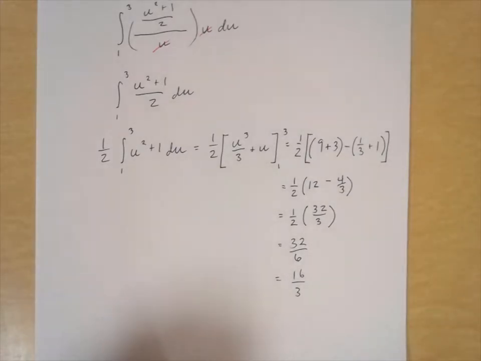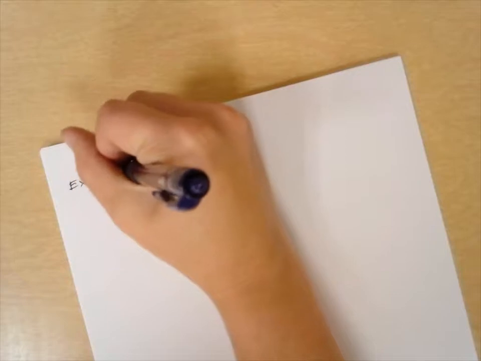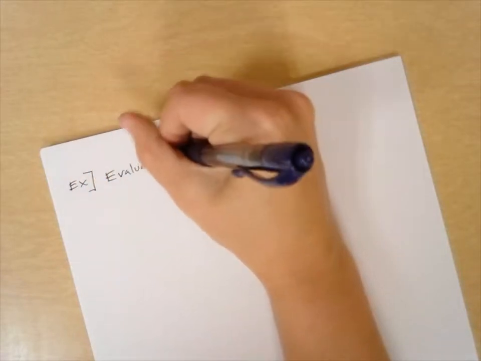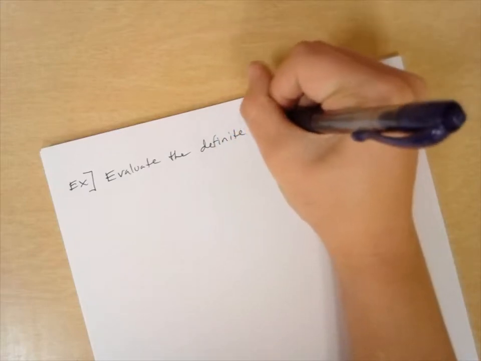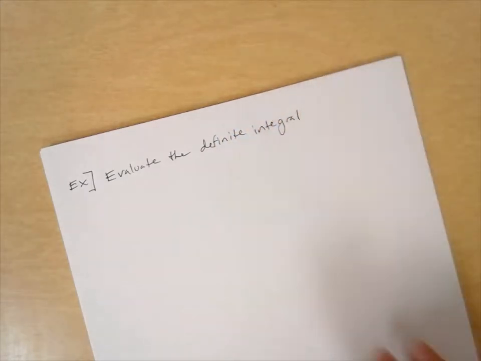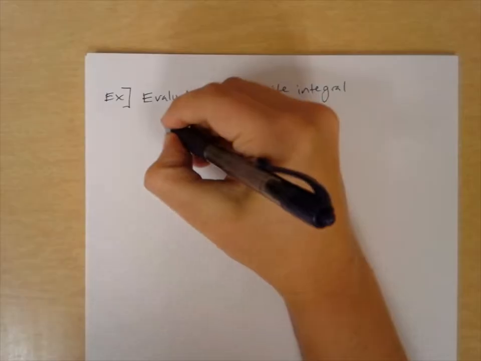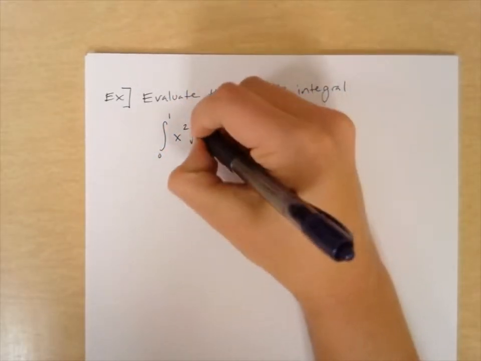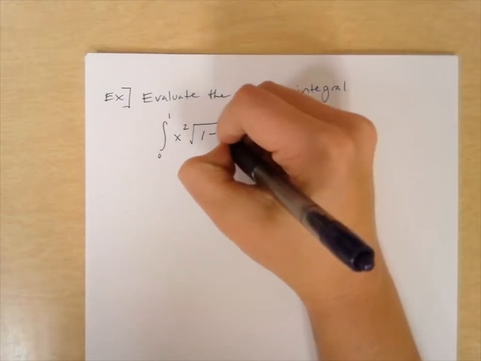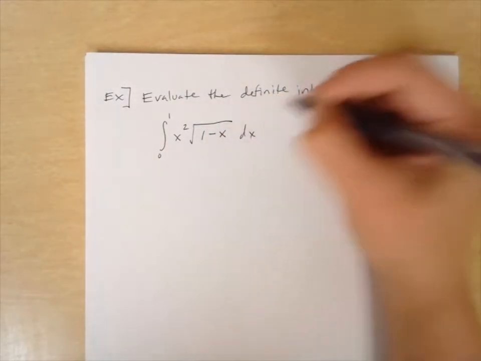All right, let's try yet another one that does something even more interesting. Again, the name of the game is to evaluate the definite integral. And we are given the definite integral from 0 to 1, x squared outside radical 1 minus x dx.